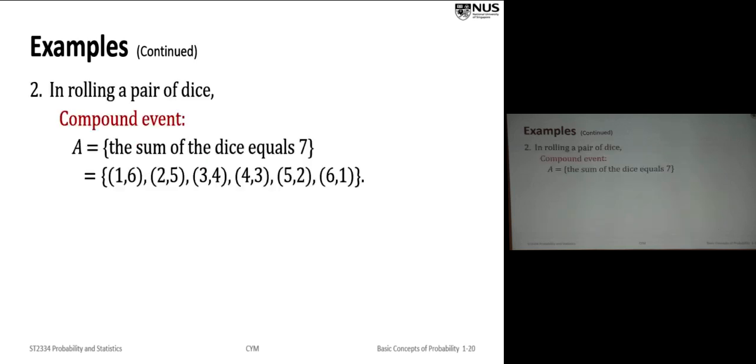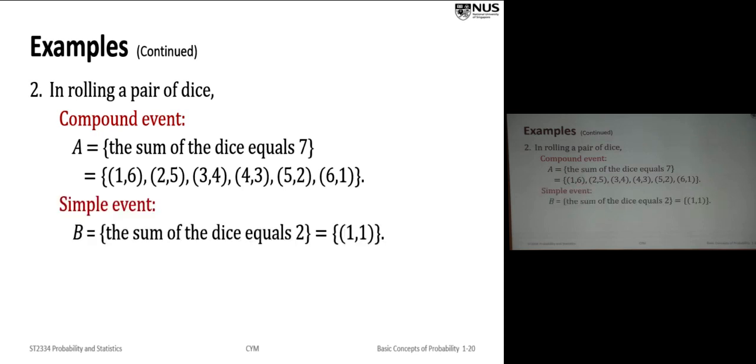Okay, so getting a sum of 2 dice equal to 7 is considered a compound event. A simple event is that the sum of the dice equals 2. There is only one sample point, one outcome related to the sum equal to 2. That is, the first die is a 1, the second die is also a 1. But if I want the sum to be 3, then it can be 1, 2 or 2, 1. So in that case, it is not a simple event.